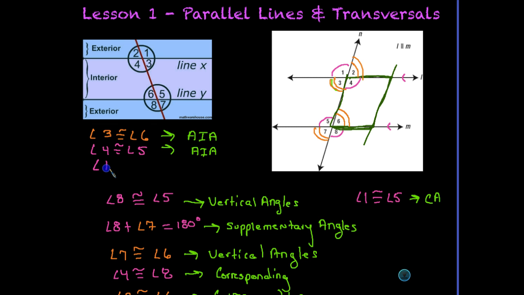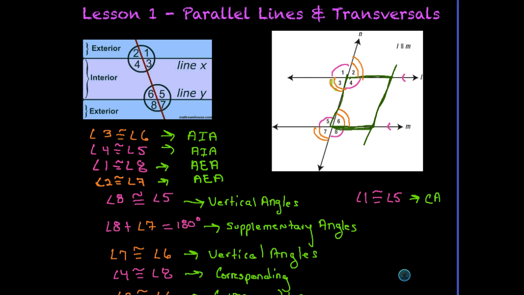So we could say angle 1 is congruent to angle 8, and that is due to the alternate exterior angle theorem. And we also have 2 and 7. Notice 2 and 7 were congruent in our diagram, so angle 2 is congruent to angle 7, and again by the same theorem, the alternate exterior angle theorem.